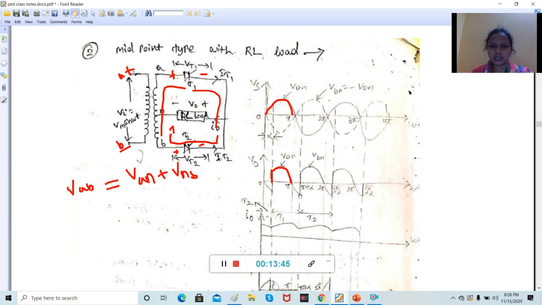Here voltage is extending like this because of the inductive load property, and current is like this. Initially it gradually rises, and then after pi angle it is decaying. Then again when T2 is conducting, it gradually rises, and at angle 2 pi it decays. So it is a continuous output current waveform. Due to the inductive load, this is your current waveform and this is your voltage waveform. I already told you in the previous sessions.